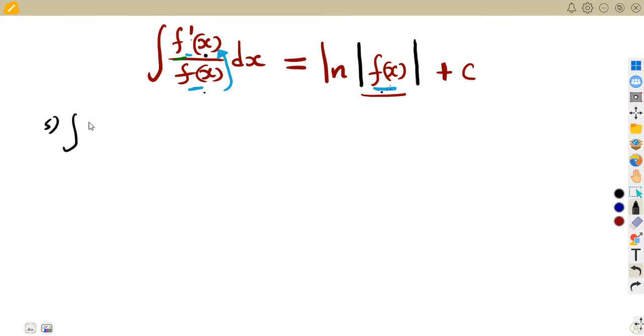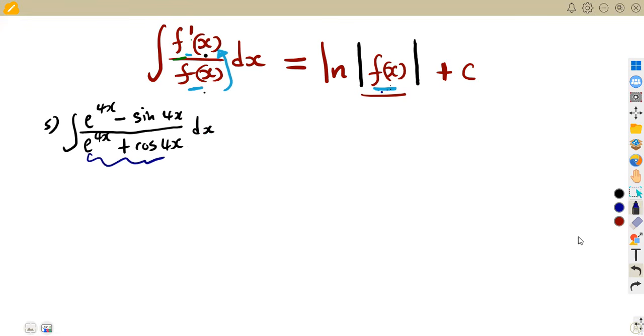All right, another question we are given here: e to the exponent of 4x minus the sine of 4x, everything over e to the exponent of 4x plus the cosine of 4x with respect to x. So this is what we're asked to find, to integrate. As we can see, we've got a fraction and we can't combine anything here. So we just have to take our f of x, which is the denominator here, and test what was supposed to be its first derivative. Our f of x is e to the exponent of 4x plus the cosine of 4x.